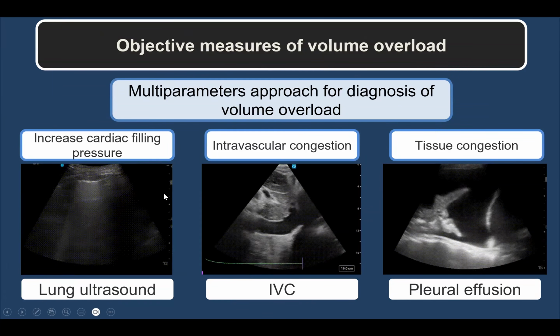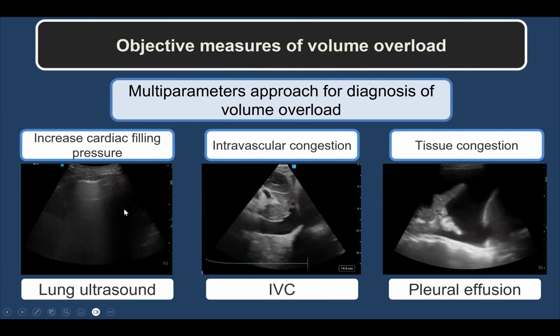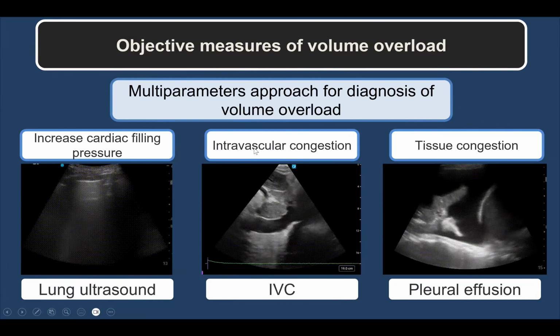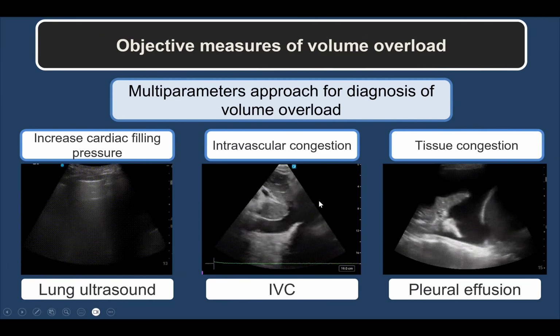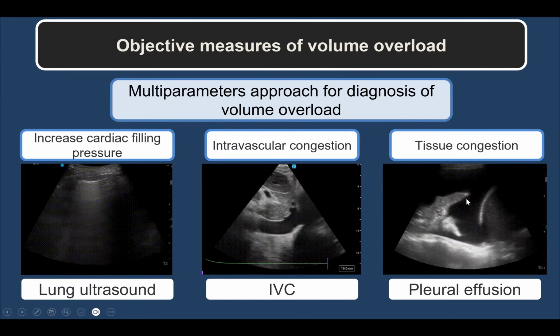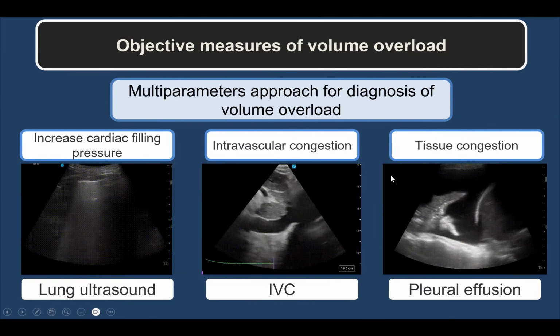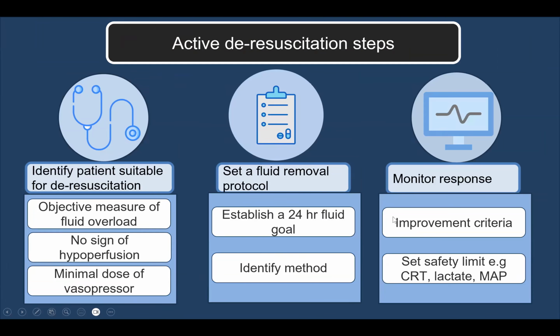First of all, look at the cardiac filling pressure by looking at the lung, for example, lung ultrasound. You have to look at the intravascular congestion by looking at the IVC. And importantly, you need to look at the tissue congestion, for example, pleural effusion or ascites. If any of these signs are present, that patient has a volume overload. The second thing, we need to establish a protocol.